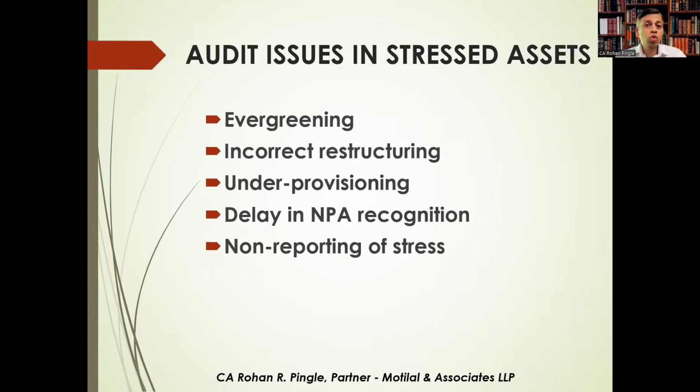Moving further, audit issues in stressed assets. Common audit issues include evergreening of loans. That is the main thing which happens many times, most of the times. Incorrect SMA and NPA classification can be a part of it, along with delayed recognition of stress, improper restructuring to avoid downgrade, and inadequate provisioning. ICAI has also highlighted the divergence in classification of advances as a key concern area.